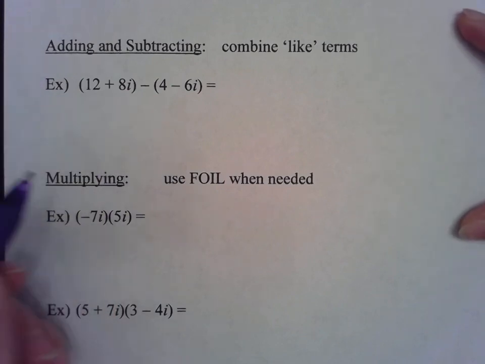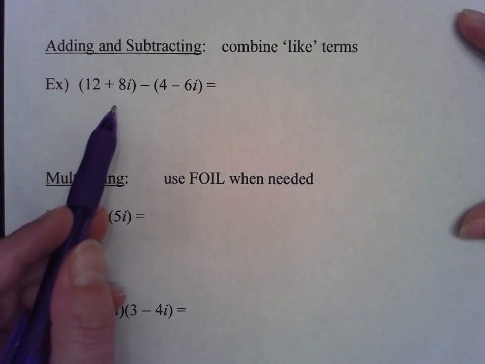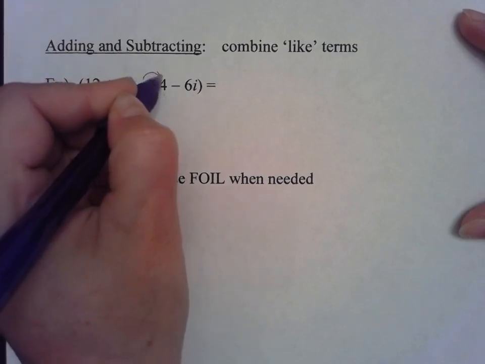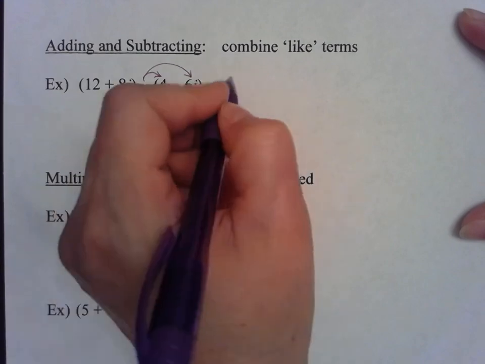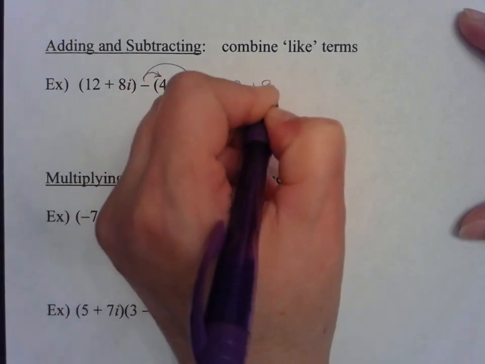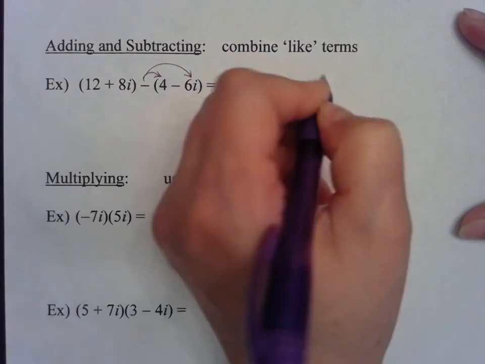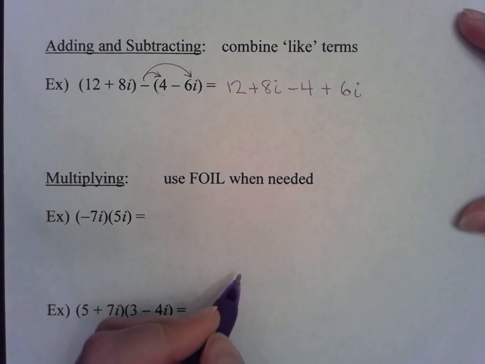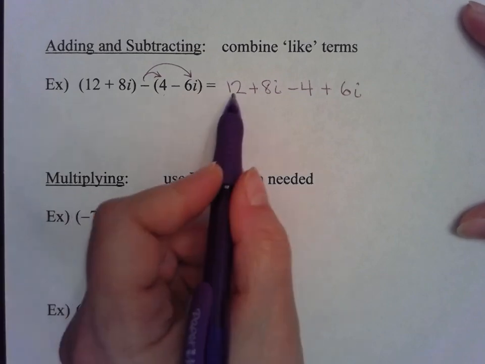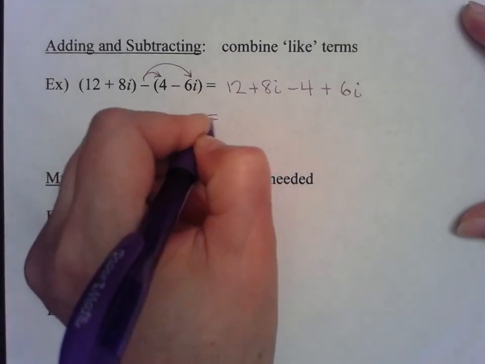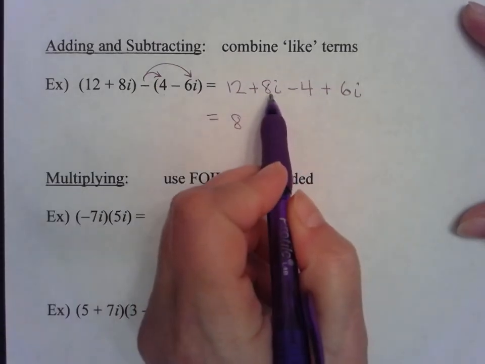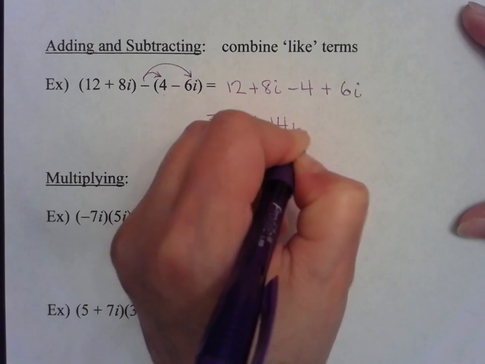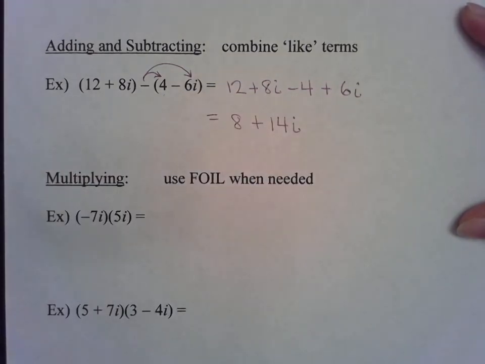This one is subtracting. So there's an extra step when you subtract, especially if you're subtracting something that has more than one part, and that is distributing the negative. So this becomes 12 plus 8i minus 4 plus 6i. And at that point, we can just collect all the like terms. All the real numbers, we could collect those together, and all the complex or imaginary parts, the terms that have the i, we could collect those together. So that gives us 8 plus 14i.